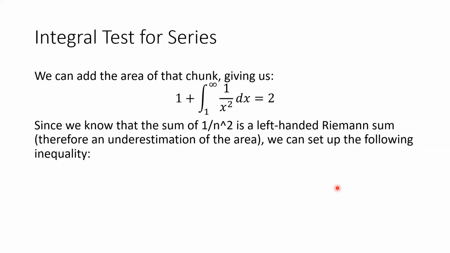We can set up the following inequality. This sum over here must be less than 1 plus this integral over here, which is equal to 2. What we can then, in turn, figure out about this series is that it must be less than 2, or at least it must converge to a value less than 2. And as you can tell, we've clearly also figured out that it converges.